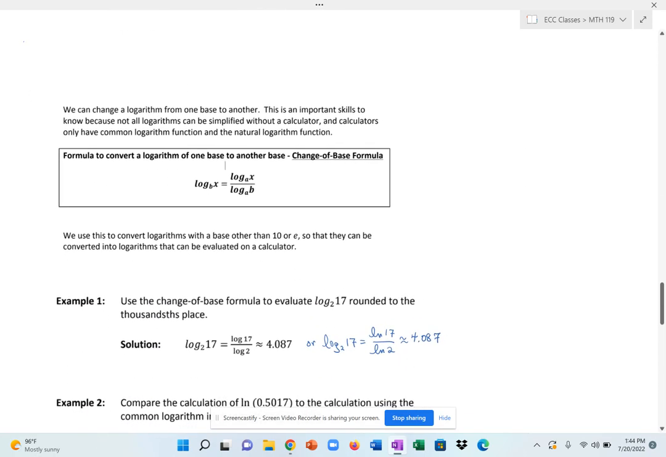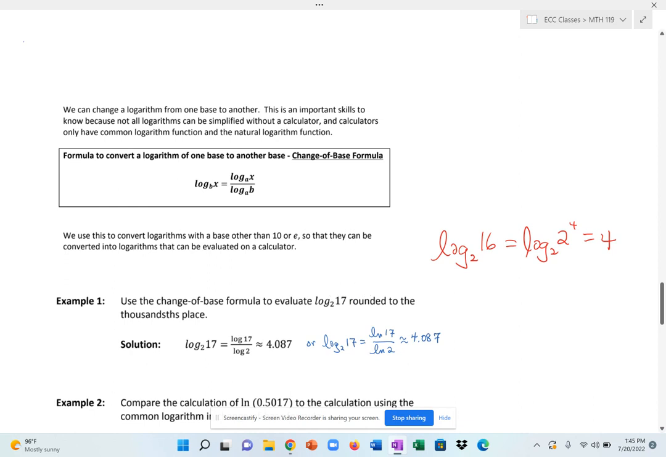So use the change of base formula to evaluate the log base 2 of 17, then round to the thousandths place. This is an example of something that you would not be able to do by hand because you cannot write 17 as 2 to some exponent. If you were asked for the log base 2 of 16, well, that I could do by hand because 16 is 2 to the fourth and my answer would be 4. But 17 cannot be written with a base of 2. So I will need technology.